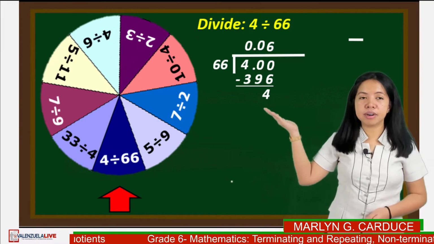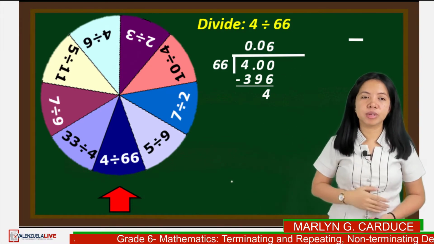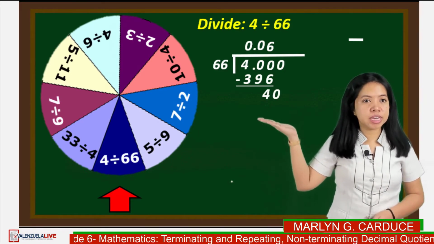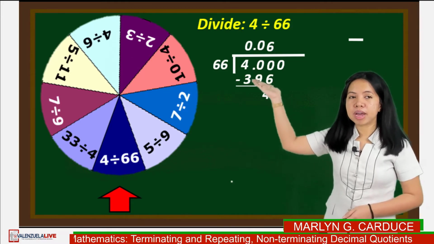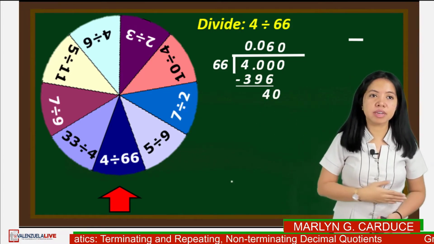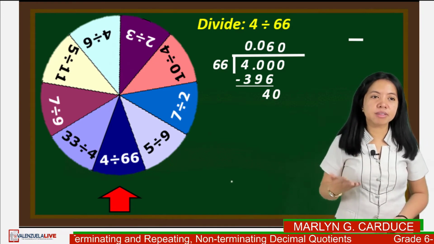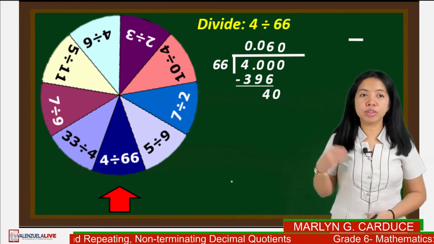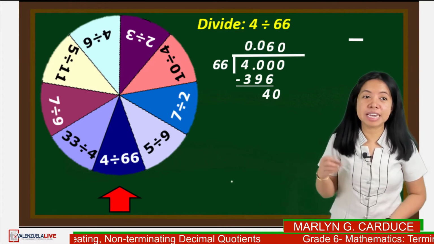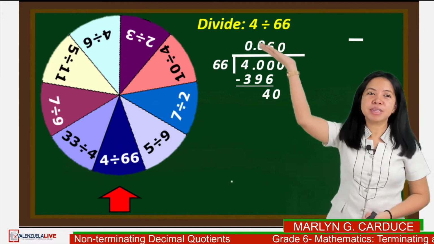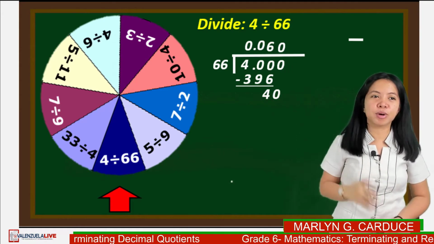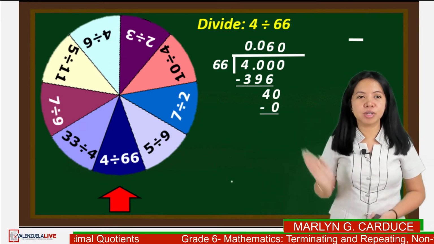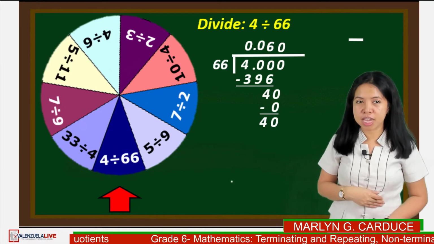Since we still have a remainder of 4, let's add another 0 in the dividend and then bring it down. So the number will be 40. And divide 40 by 66. And the answer is 0, since we cannot get 66 from 40, or there's no 66 in 40. And let's multiply 66 by 0. So the answer is 0. And then let's subtract 0 from 40. And the answer is 40.